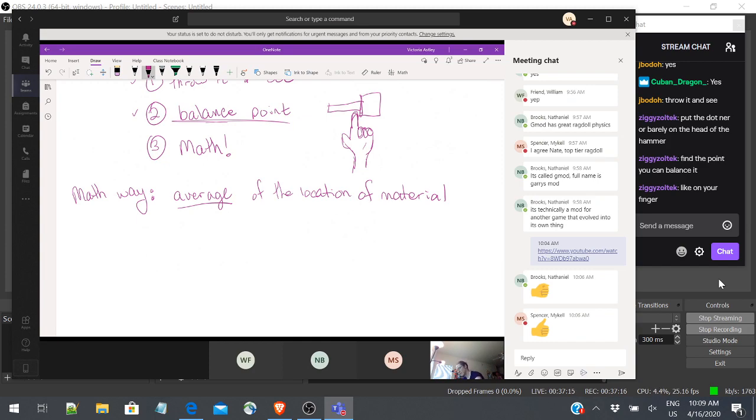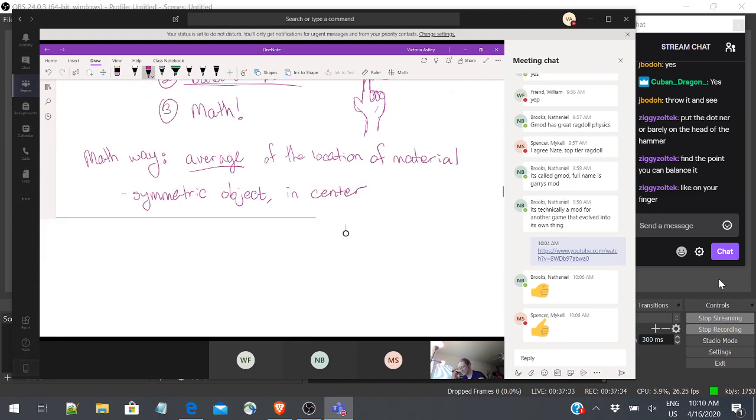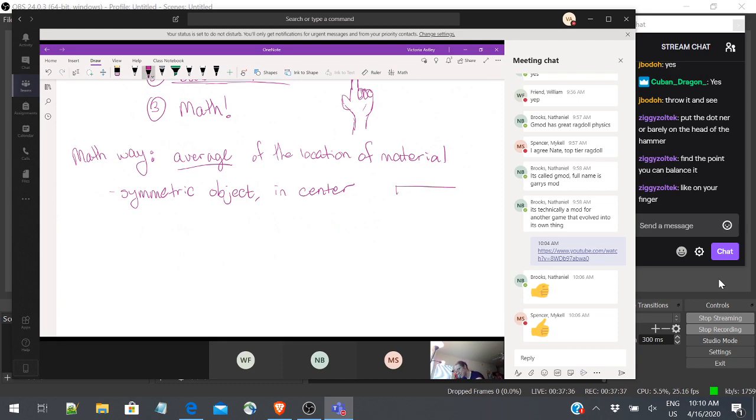Yeah, the hammer works, right? So for a symmetric object, it's in the center. Hopefully that much makes sense, right? Symmetric object, it has to be in the center. So if we have a long piece of wood, it's going to be in the center of that long piece of wood. If we have a rectangle, it's going to be in the center of our rectangular prism, right? It's going to be in the center of that rectangular prism.